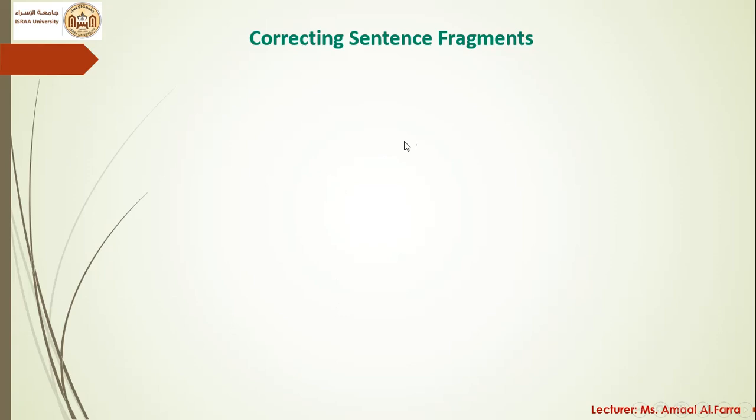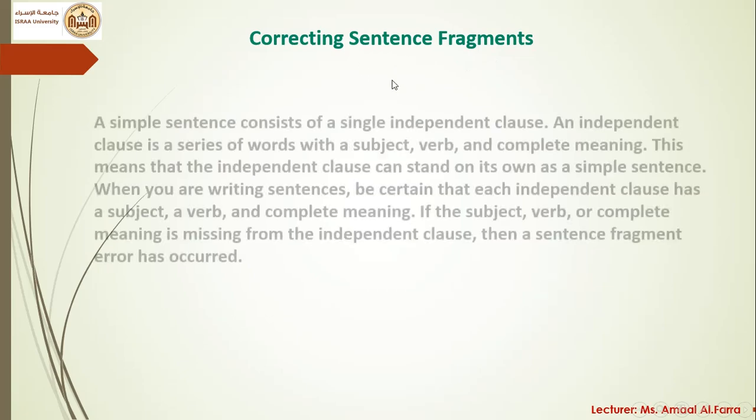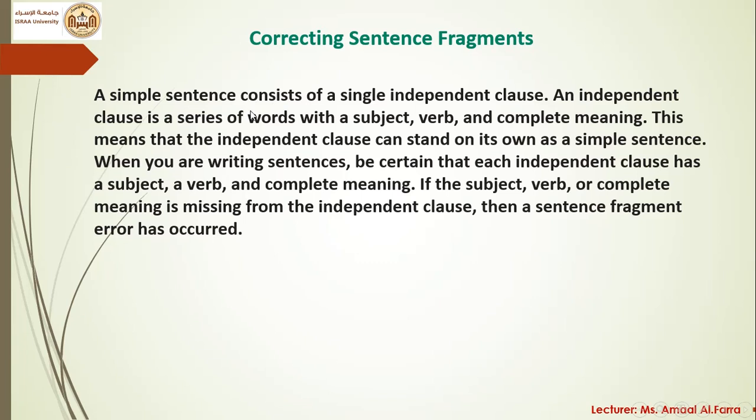Now, correcting sentence fragments. Fragments means making errors. The sentence has errors, and we want to correct these errors. Look, a simple sentence consists of a single independent clause, as we said. Okay? It has a subject, it has a verb, it has a sufficient meaning. So it is called an independent clause because it gives the full meaning. An independent clause is a series of words with a subject, a verb, and complete meaning, as I said.